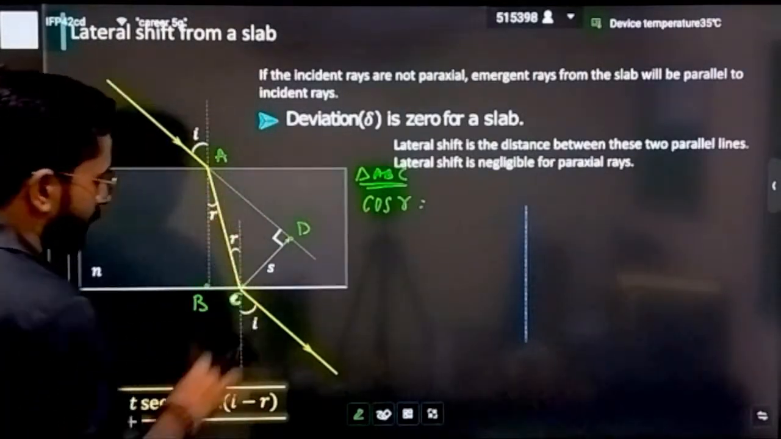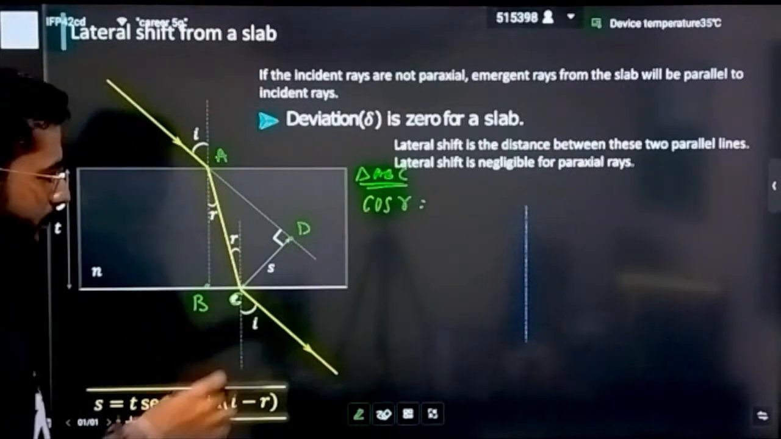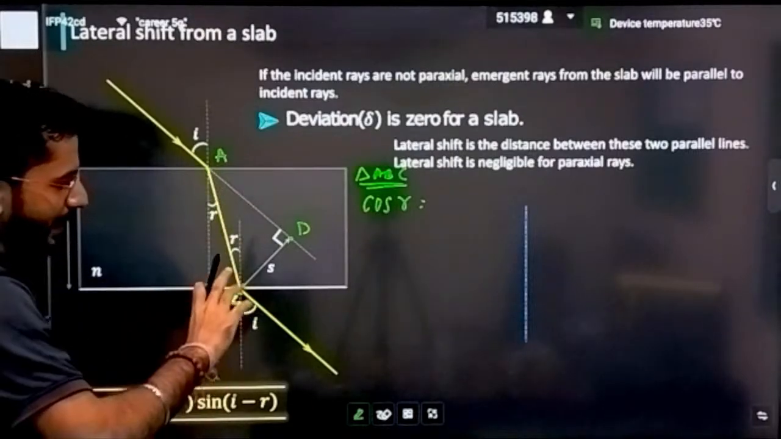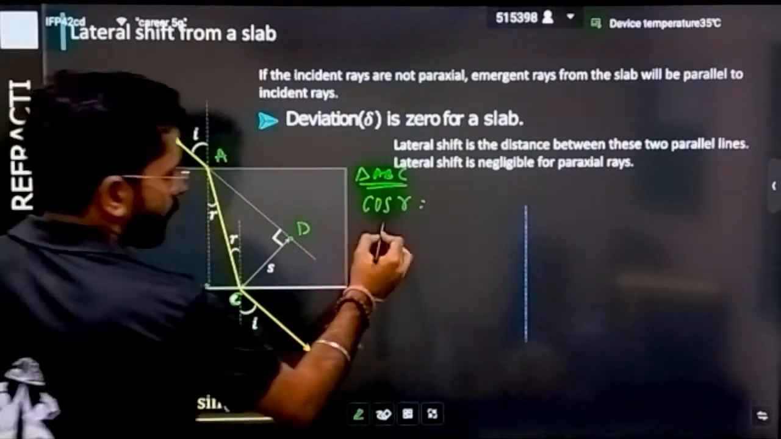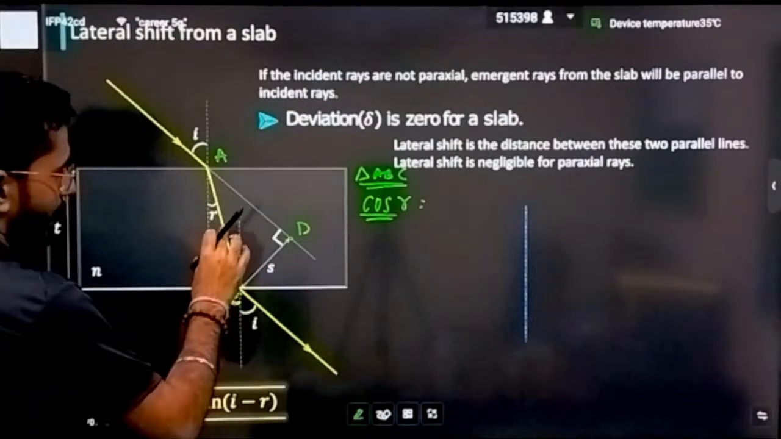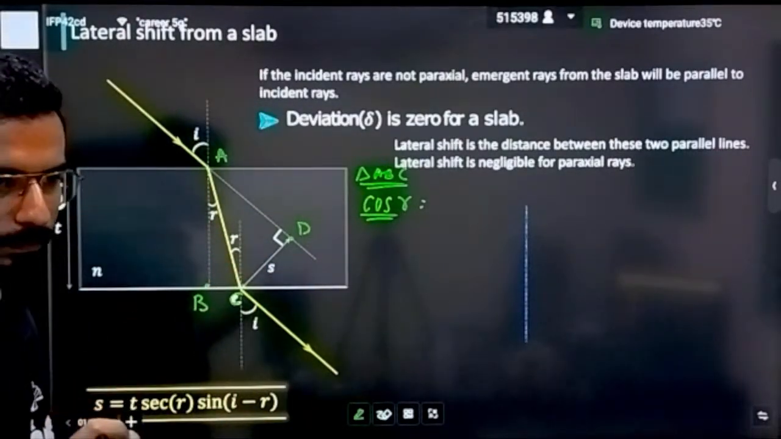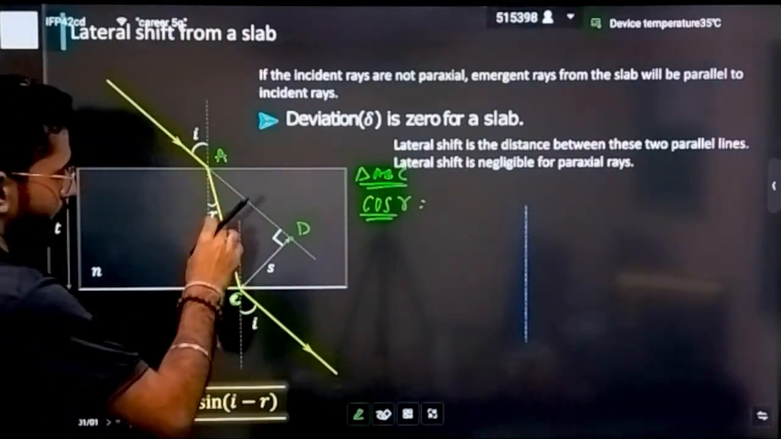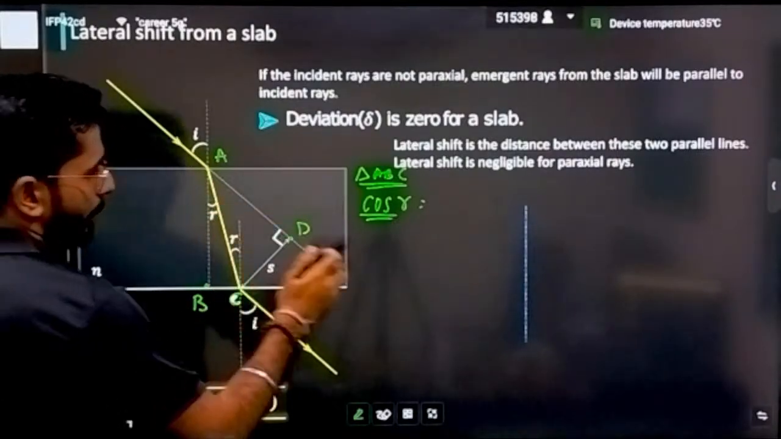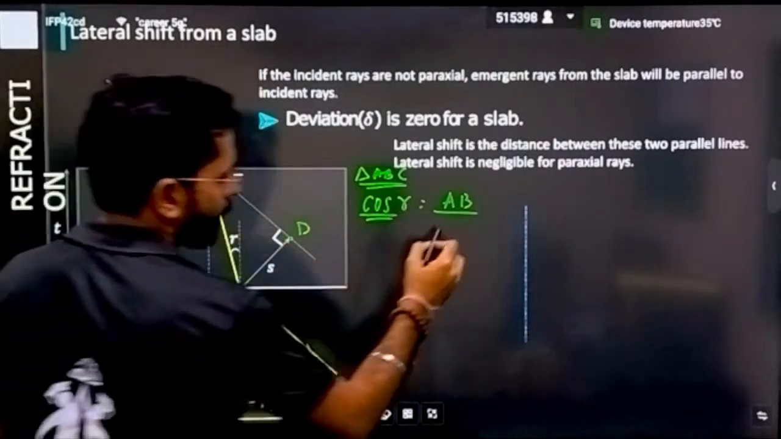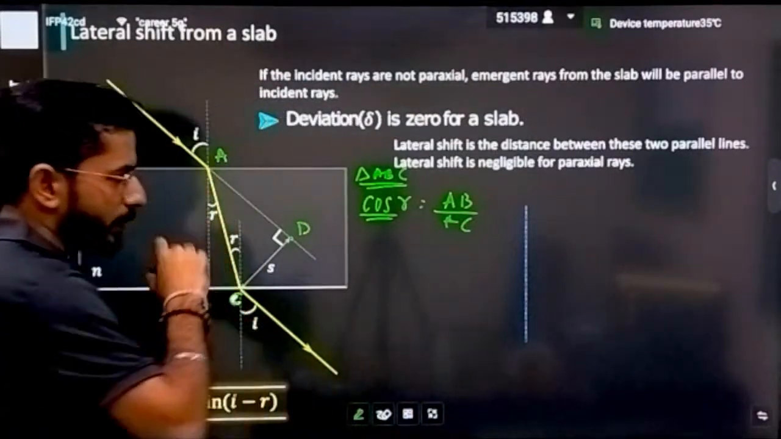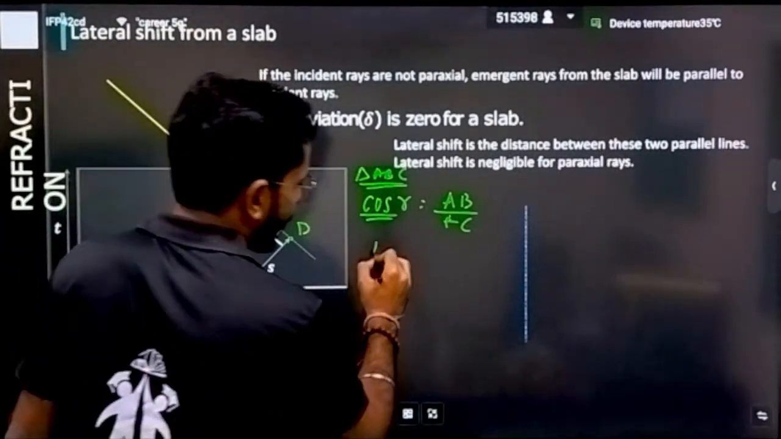See, define cos of R, because I am trying to find this length AC. Define cos of R in this triangle. What is the formula of cos theta? Cos theta is defined as base upon hypotenuse. So what is the base that you will be writing? AB divided by the hypotenuse AC.